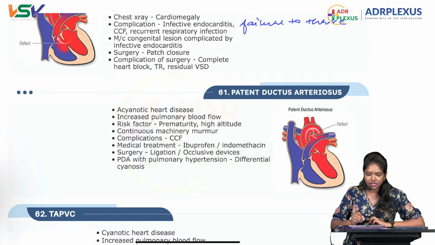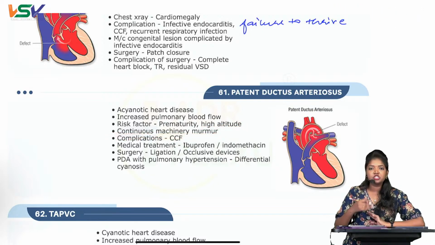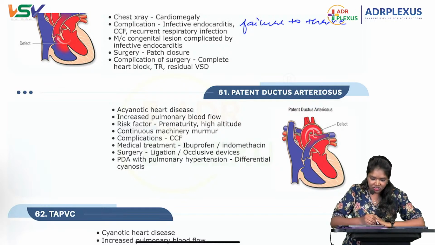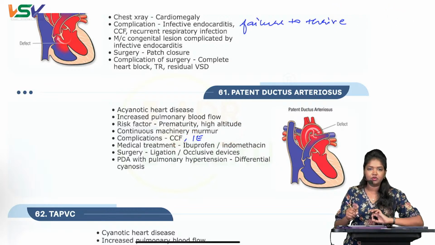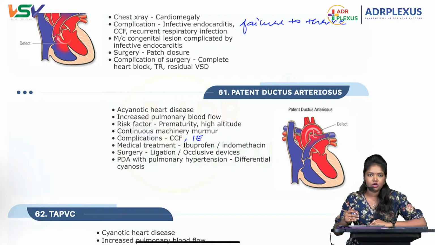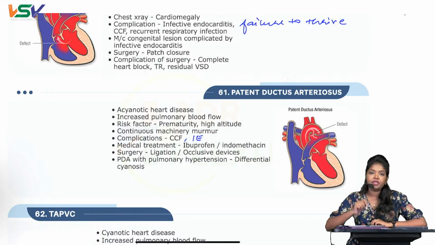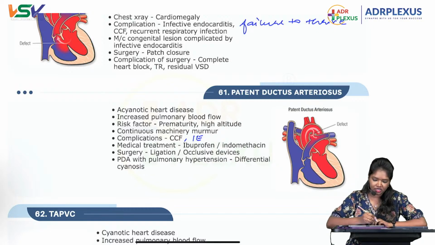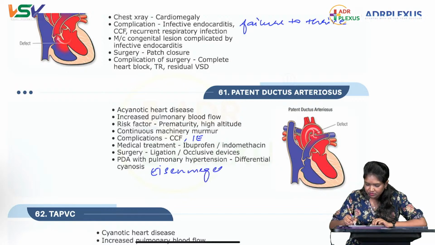Risk factors. What are the risk factors? Prematurity and high altitude. Okay, preterm babies and high altitude. So here you have a continuous murmur called a machinery murmur. Complications, again you can have CCF, infective endocarditis. Medical treatment, you can give brufen, indomethacin. They are prostaglandin inhibitors, so they can help in closure of PDA. Surgery is ligation or occlusive devices. Very important, if PDA has increased pulmonary tension, it is called Eisenmenger syndrome. What is that feature?